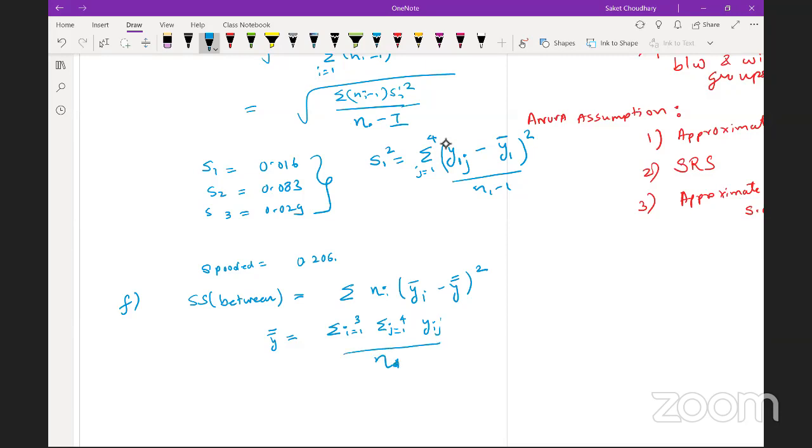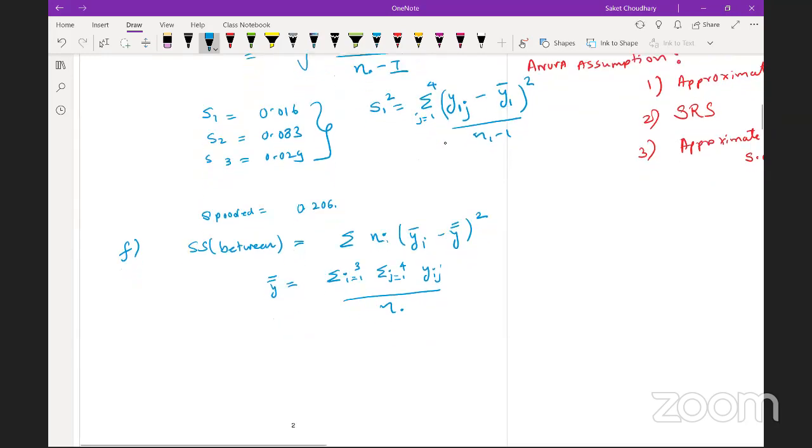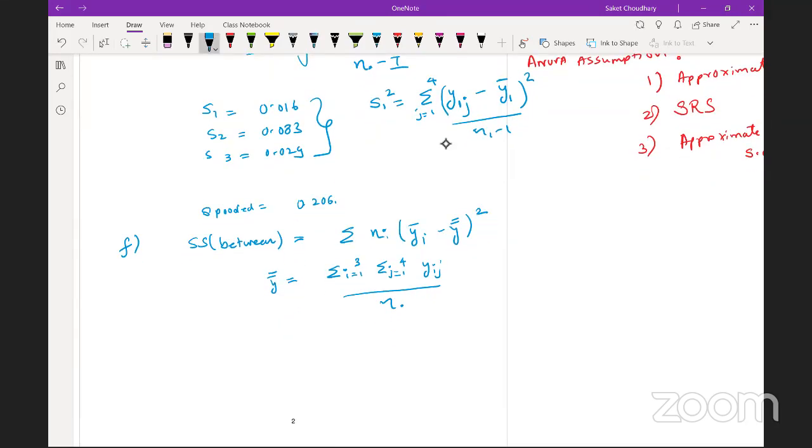Okay. This formula looks very big, but it's nothing actually. You're essentially summing up all the values that you have in the data, all the data points, divided by the total number of data points that you have, which happens to be 12 in this case.